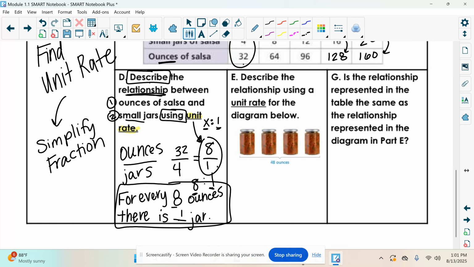Okay? Look at part E. It's basically the same exact thing, because what is the action here? Describe the relationship using the unit rate.